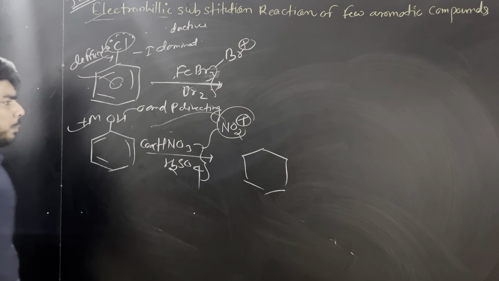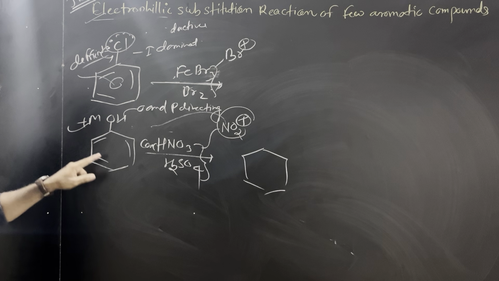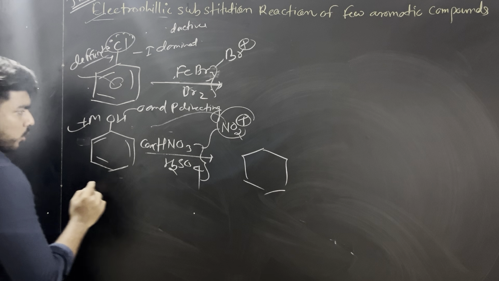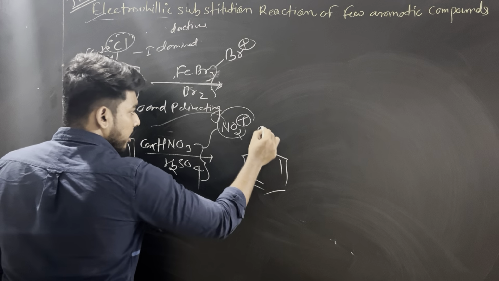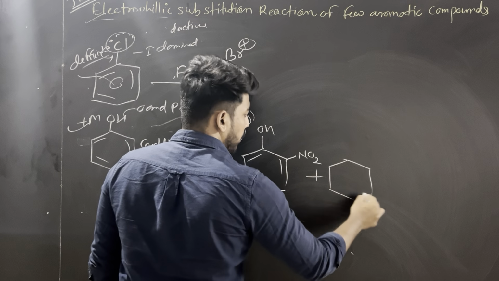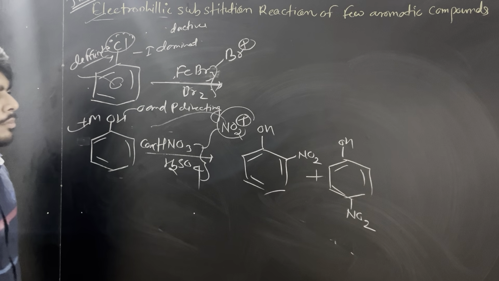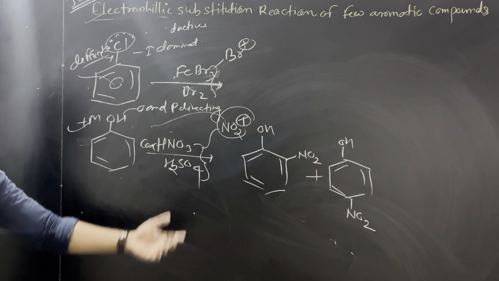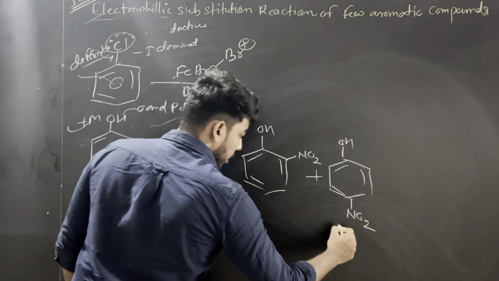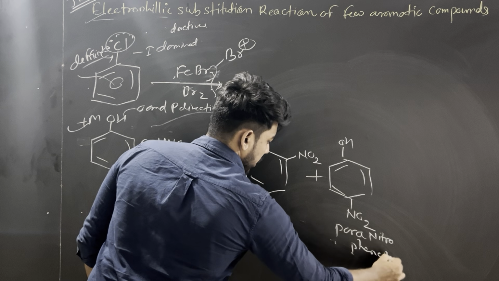And why is it an ortho directing group? We have studied just a few minutes back that it only increases density on the ortho and para positions. So the ortho and para positions are going to be electron rich, and we are only going to get two products. First is the ortho nitro product and second is the para nitro product. Now tell me which one is minor and which one is major. You can tell that very easily. Para nitrophenol is the major product.